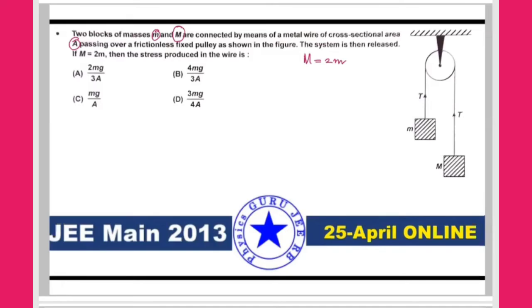Then the stress produced in the wire. We want to calculate stress. That means there is a touch of elasticity plus Newton's laws of motion, a combination, right? So the second concept we can take. This is nothing but an Atwood machine.